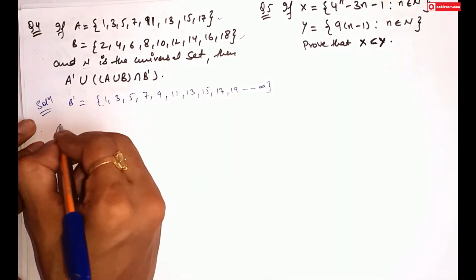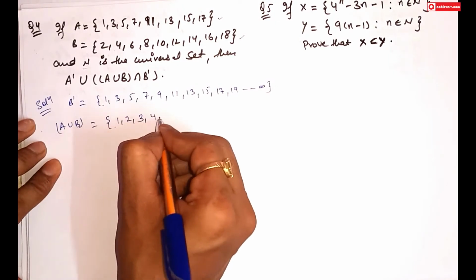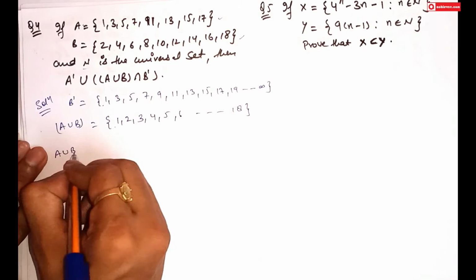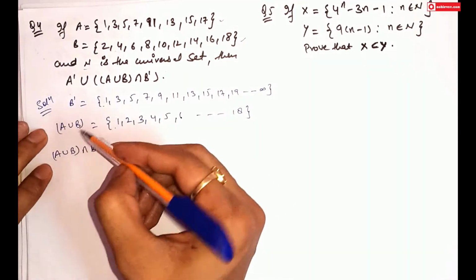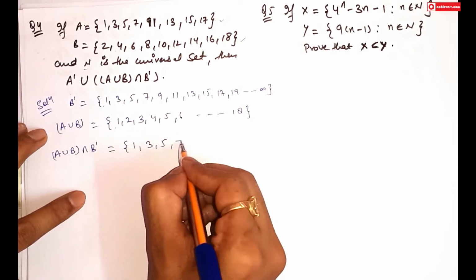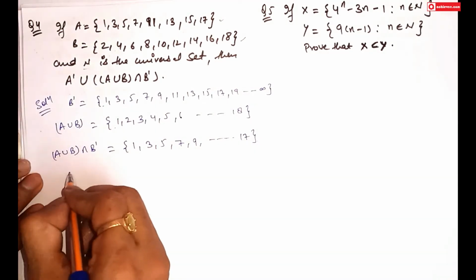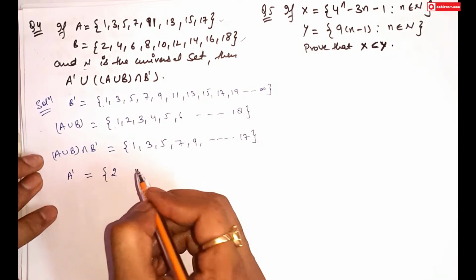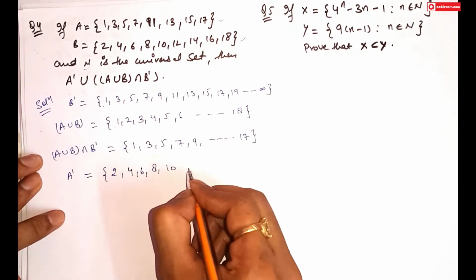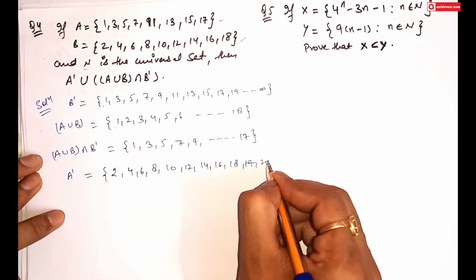Okay, so what will be A union B? It will be 1, 2, 3, 4, 5, 6 up to 18. Okay, so what will be A union B intersection B complement? It will be the intersection between these two. What is the intersection between these two? It is 1, 3, 5, 7, 9 up to 17. Okay, so what is A complement? A complement will be 1, 2, 4, 6, 8, 10, 12, 14, 16, 18, then there will be 19, 20, something like this.